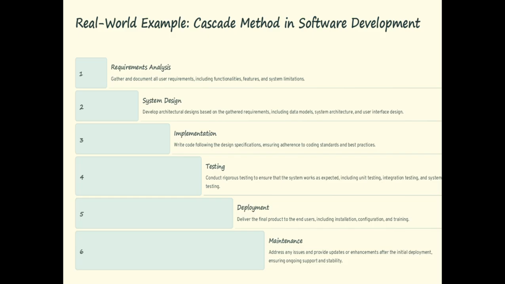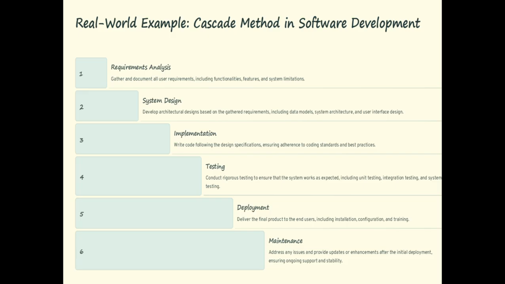Of course, this entire system we can use in a real world example, like the cascade method can be used in software development. It has around 6 different stages. One is the requirement analysis, where we can see the requirements including the functionality, features, and the system limitations. Second one is the system design, where we gather the requirements including the data models, the system architecture, and user interface design. After that, the next step is the implementation.